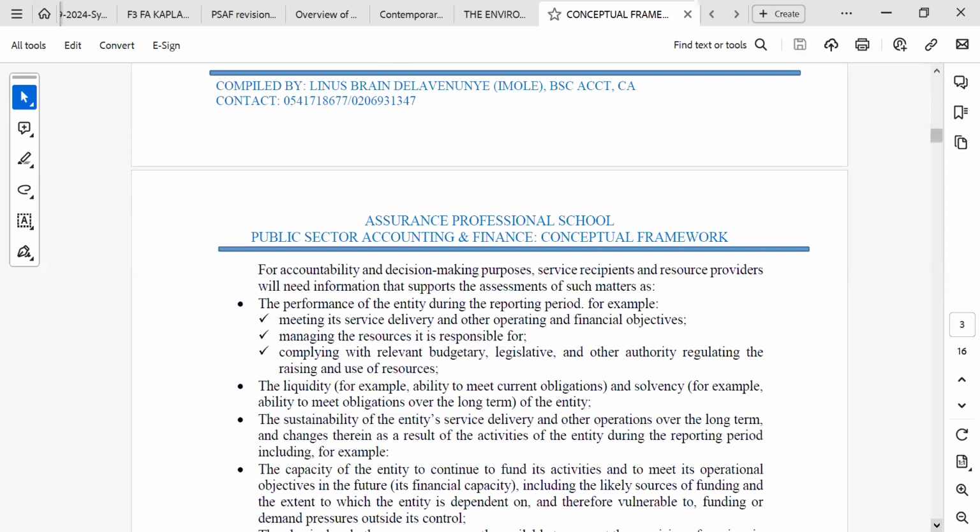Okay. Another one is also we want to look at the sustainability of the entity's service delivery and other operations over the long term. So the issue now is what is the service that the entity, the sector, is giving? Okay, can they be able to sustain this particular service for long?